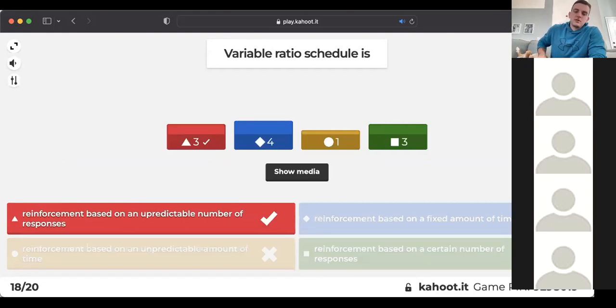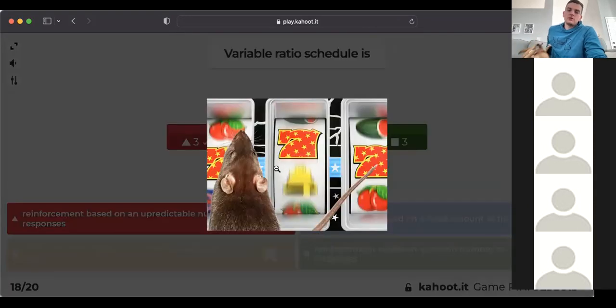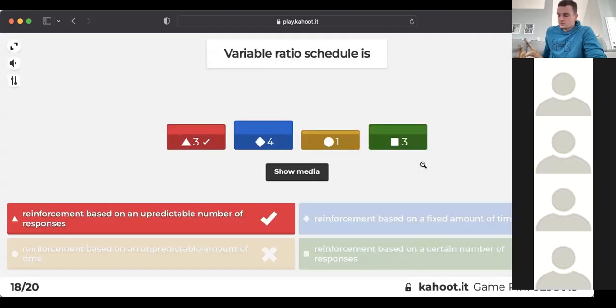All right, a variable ratio schedule. This is one thing that you do need to know the difference between these four things. Reinforcement based on an unpredictable, so we know it's variable based on the unpredictable word there, and the number of responses. So that indicates that it's ratio. So if it was variable interval, that would mean that the time changed in between the trials. And this is a good example of that because we're talking about slot machines and that reward comes intermittently.